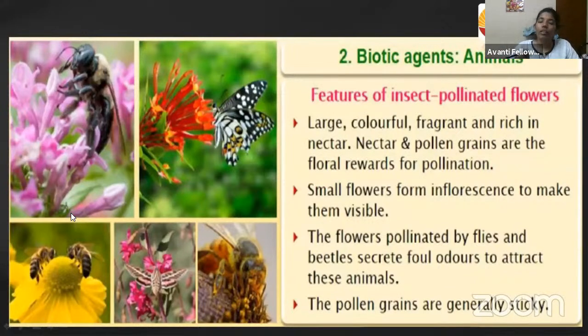That is the main feature we can see. Yes, features especially you have to write: large, colorful, fragrant, and rich in nectar. And one more thing, pollen grains are sticky, and some of the flowers will produce a foul odor for the flies and beetles.